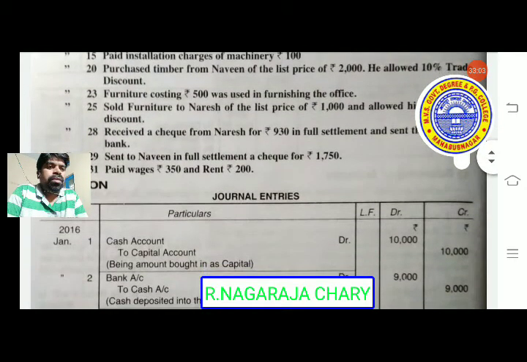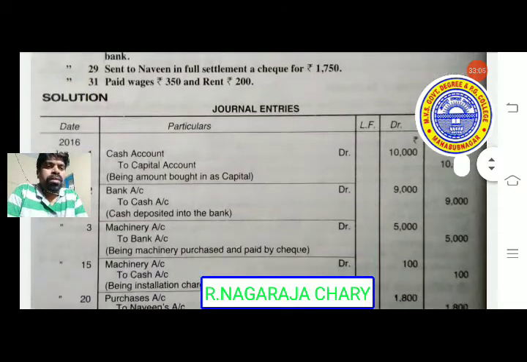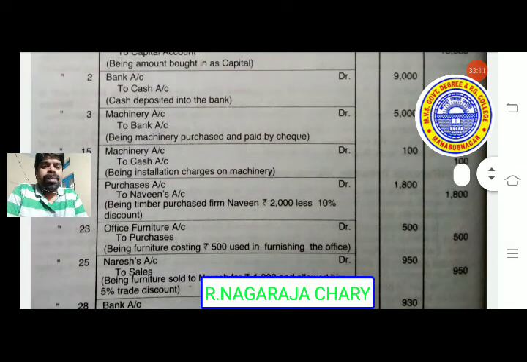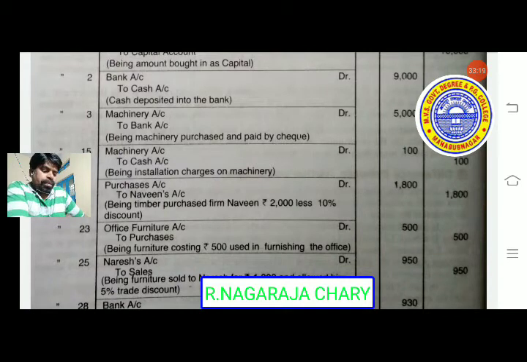List price is 2000 and trade discount, so trade discount is not considered separately. 200 rupees is to be discounted. So purchase account debit to 1800 and Naveen to 1800. Here we are receiving 1800 worth of timber, and at the same time we are paying 1800 rupees to Naveen. This is for timber purchased from Naveen, 2000 less 10% discount, that is why 1800.